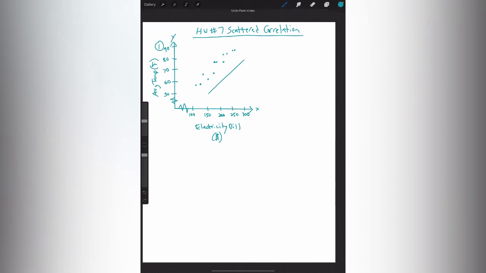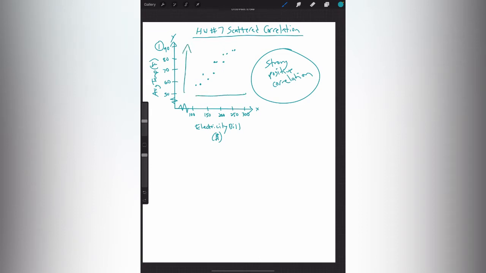So maybe something that I can conclude from this strong positive correlation is that as the temperature goes up, the electricity bill goes up. Okay, maybe throughout the summer you're running your AC a lot more.